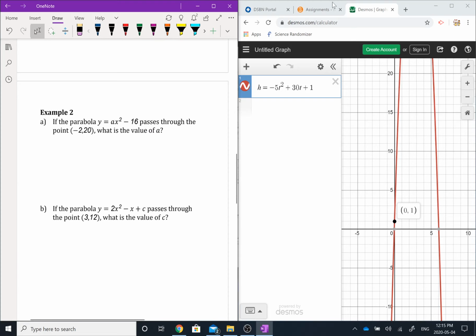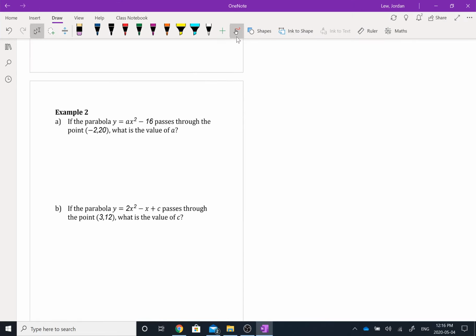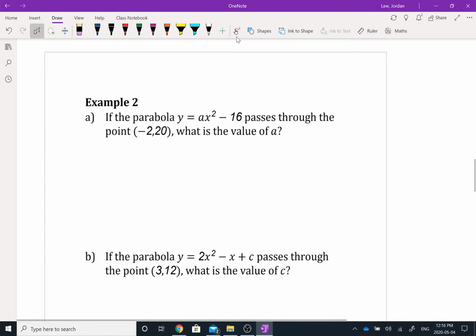So we're going to move away from the Desmos graph, but again, if you have any quadratic equation or any equation in general, you can enter it into here and then see a visual of it and then be able to interpret the different points and what they mean. But we're going to move on. We don't need the graph anymore.